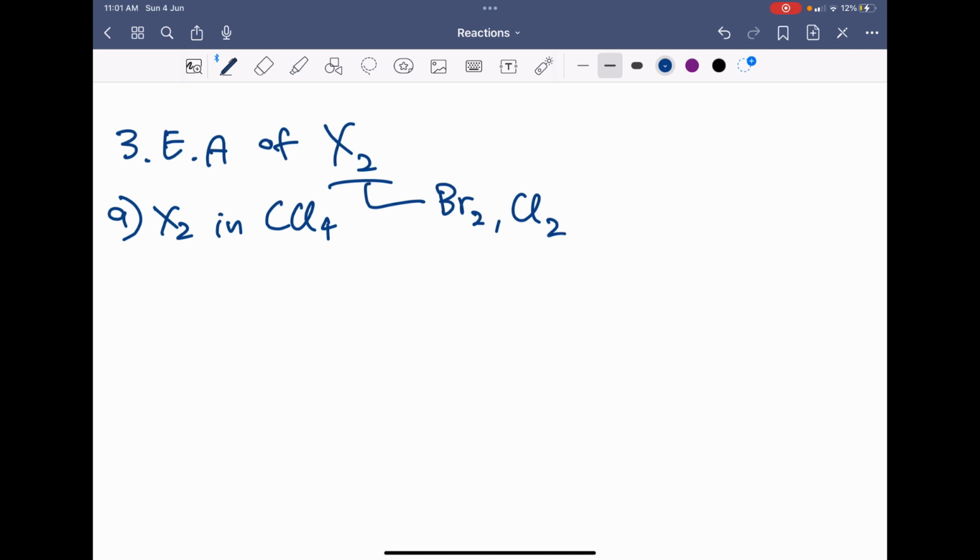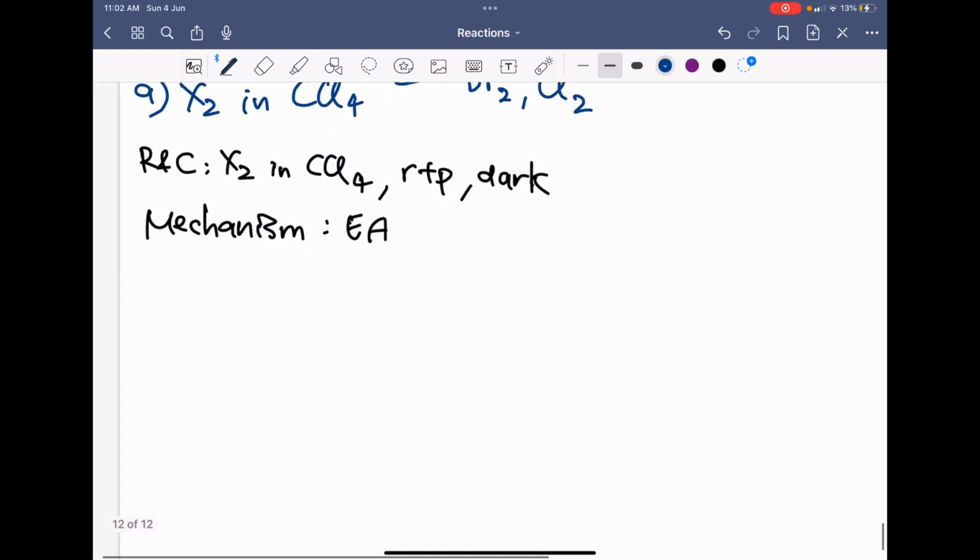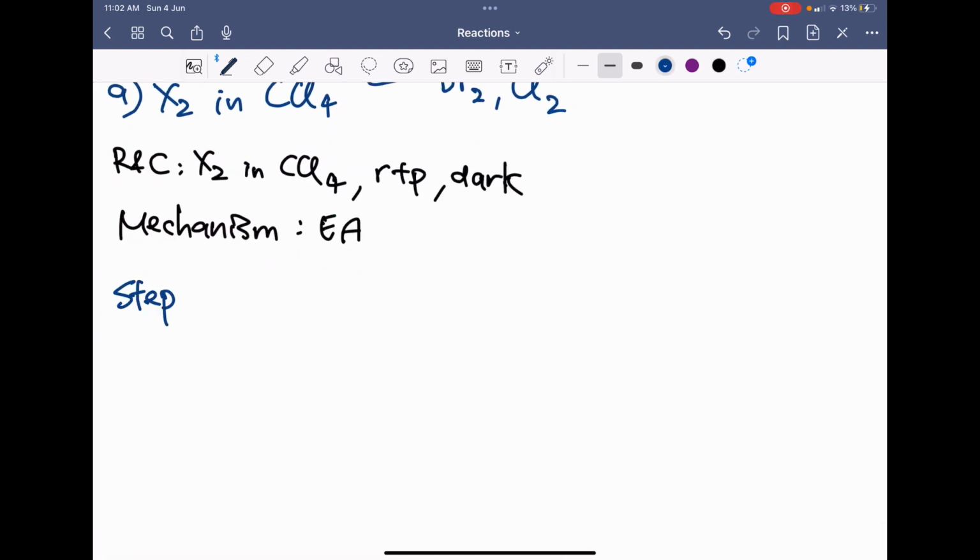So here, now we're looking at EA of halogens, the reagent and conditions: X2 in CCl4, room temperature, dark. Mechanism: electrophilic addition. And now we look at the steps.